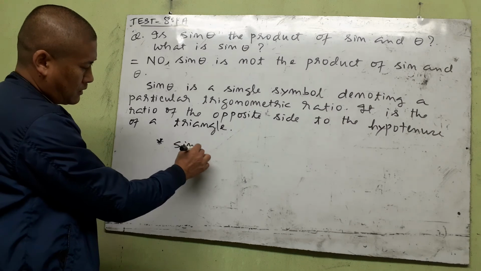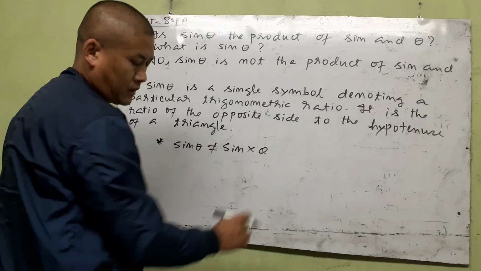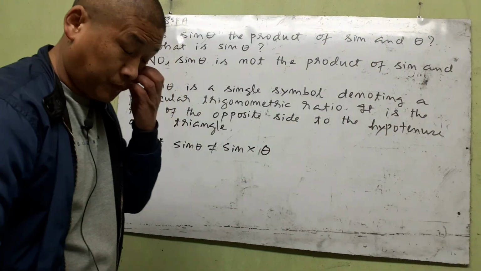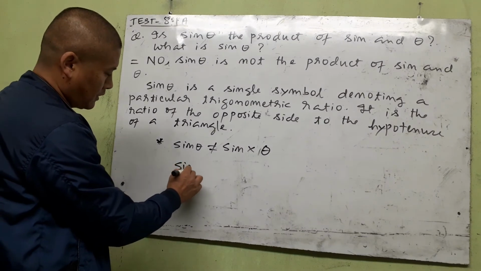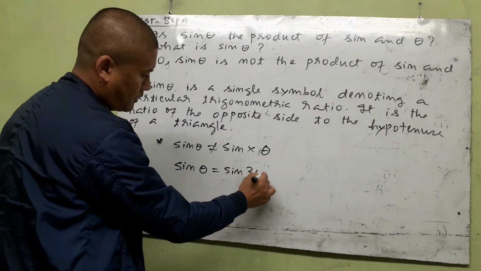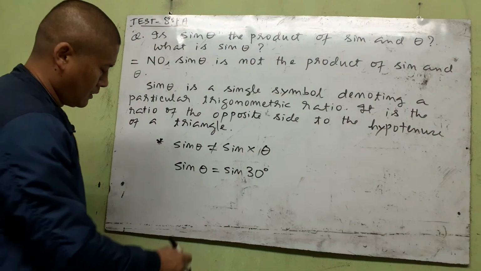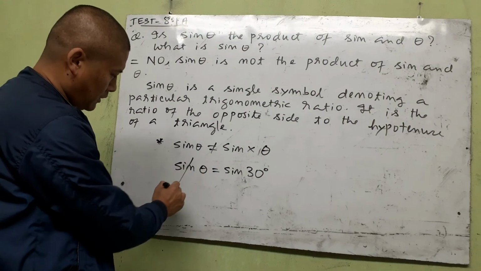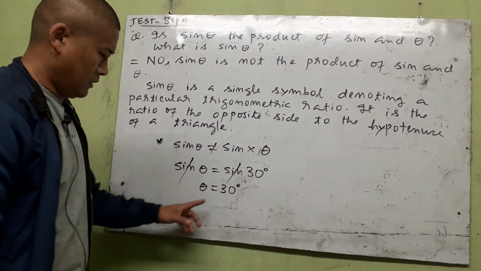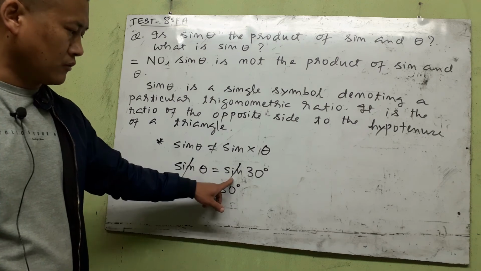Sine theta is not the product of sine into theta. That's what it means. Not multiplied. So what does that mean? It means this one. Suppose you have here sine theta equal to sine 30 degree. Then here some people do like this, cancel this one and write theta equal to 30 degree. And teacher is not so strict, so usually they don't cancel the marks, but strictly speaking this is wrong.